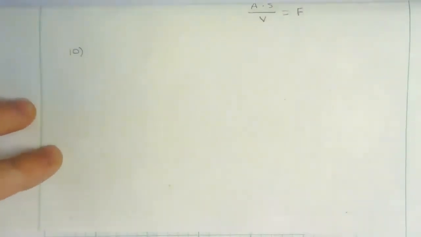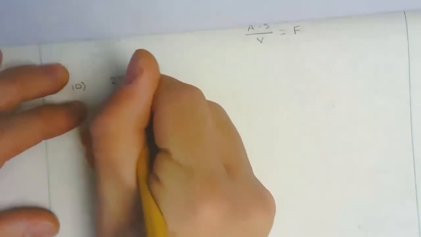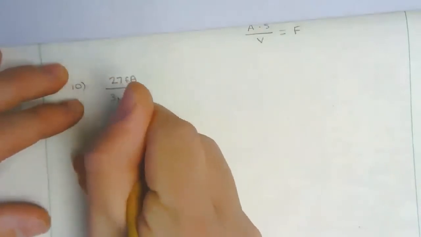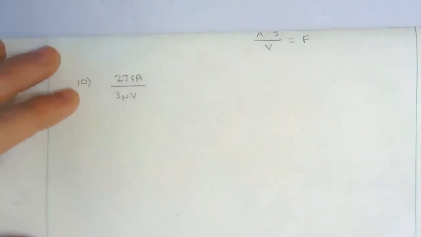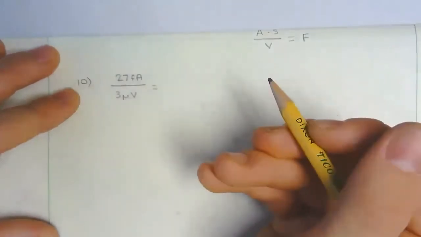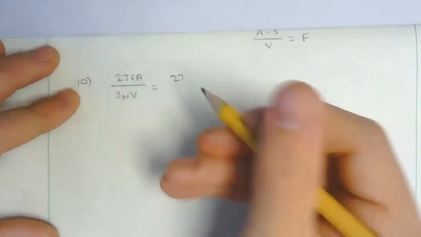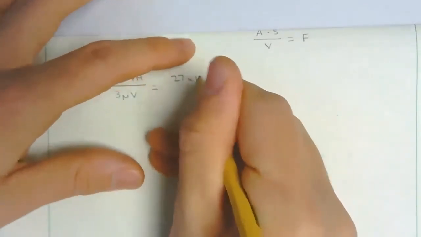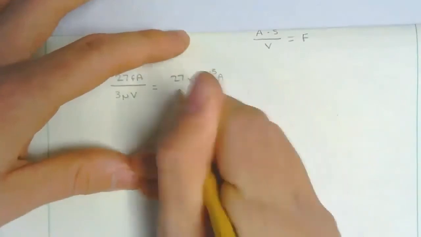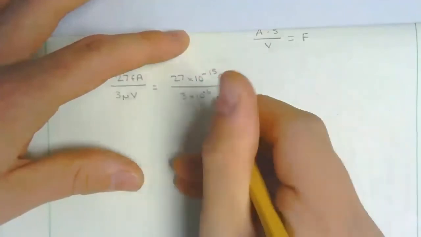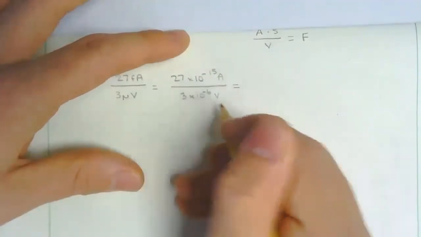Number 10, which, let me pull it up, is 27, something new, femtoamps over 3 microvolts. Femto is times 10 to the negative 15. So times 10 to the negative 15 amps over 3 times 10 to the negative 6, micro. We've already gone over that. Volts. We have amps over volts.